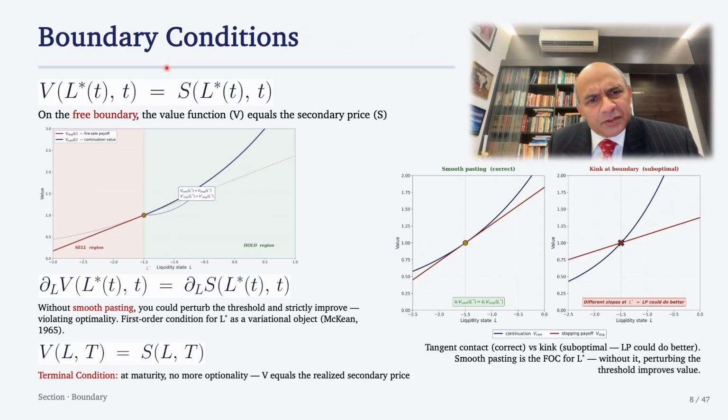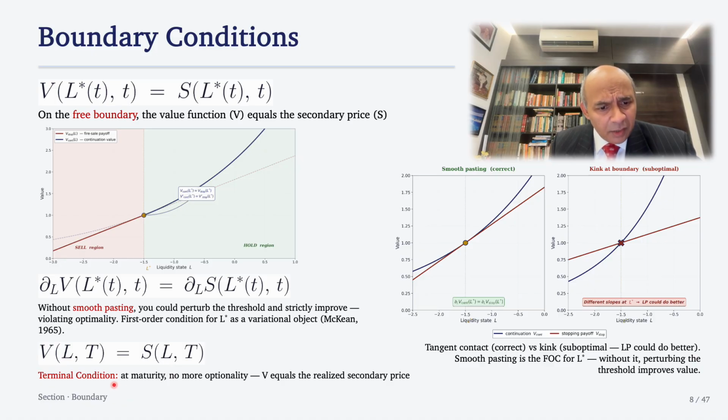Now, the boundary conditions. HJB alone is underdetermined. Because the free boundaries are not known initially, we need two conditions to close the problem. First, we need the value matching condition. We talked about this in lecture 1. On the free boundary, V equals S. That's the continuity of the Snell envelope, automatic by Doob's theorem on cadlag modifications. The second is the smooth pasting condition. Here, the L derivative of V equals the L derivative of S on the boundary.